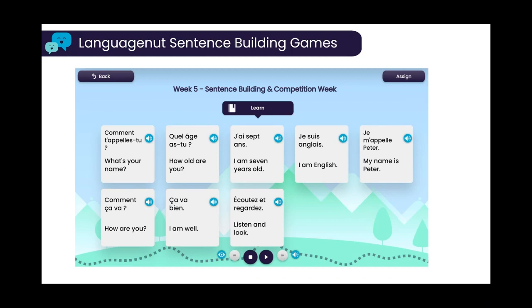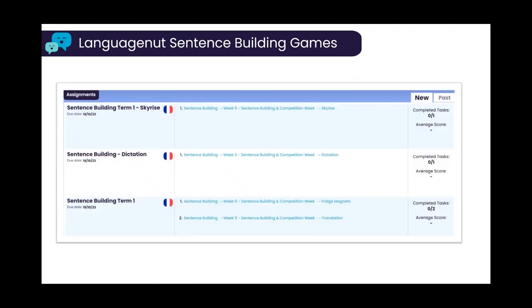Of all weeks, this is a nice week where students are basically bringing together everything that they've done that term. They've moved on from a single word level to a sentence level, and they have therefore got a separate group of games based around sentence building and vocabulary. So again, you can assign that from the Learn screen or from the individual games, and there are 4 different games that students can practice: Skyrise, dictation, fridge magnets, and translation. So those practice all sorts of different skills.